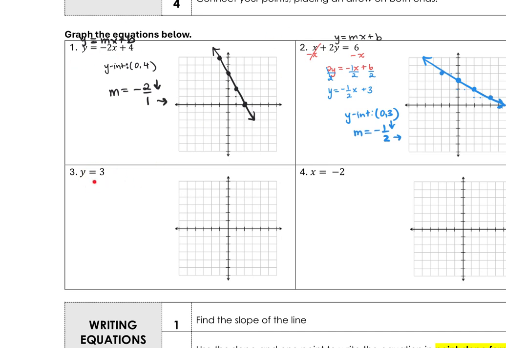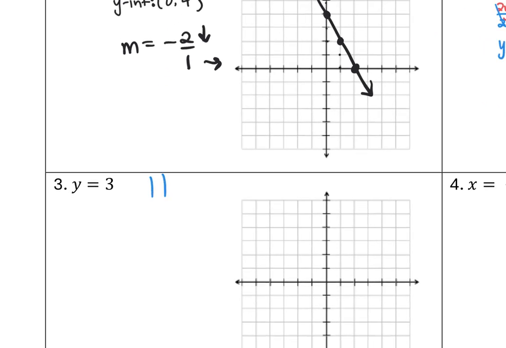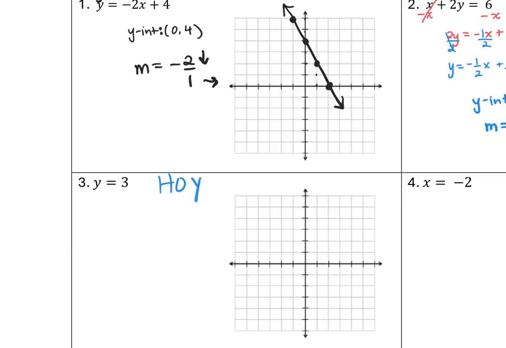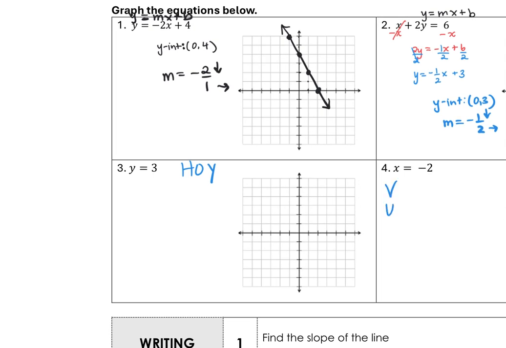This is just y equals 3. This is just x equals -2. So these are the examples of our horizontal and vertical lines. So remember the acronyms HOY and VUX. Do you guys remember that from Algebra 1 or Algebra 2?